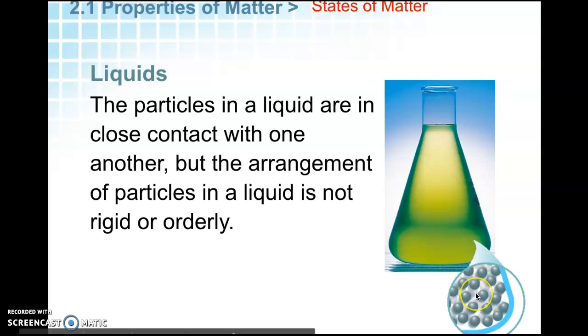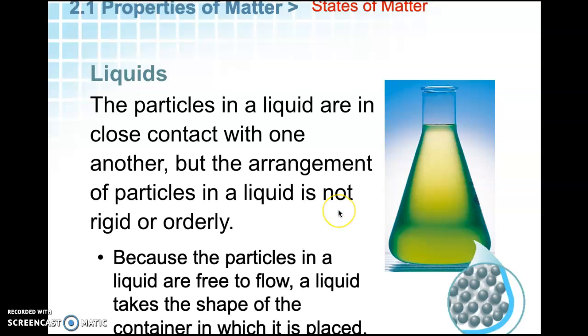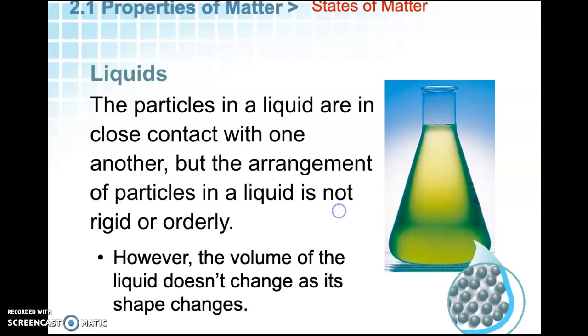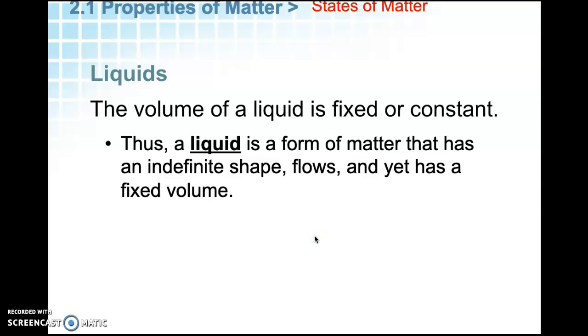Particles of a liquid are in close contact, but they move. They can flow, if you will, by each other. So that means a liquid takes the shape of its container. So liquids have a definite volume, but not a definite shape. They take the shape of their container. So the volume doesn't change, but the shape can. The volume of a liquid is fixed or constant. Thus, a liquid is a form of matter that has an indefinite shape and yet has a fixed volume.